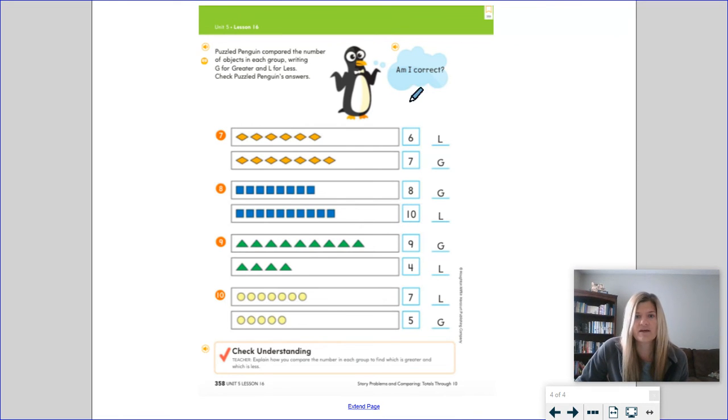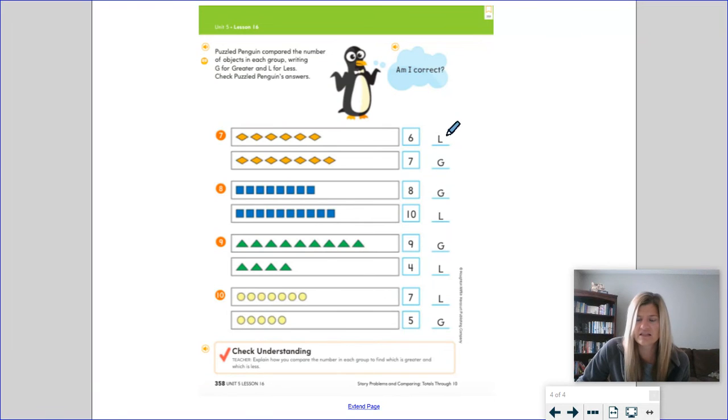Okay, so we have to look at the page he did here. I already noticed something he's done wrong. Puzzle Penguin, you forgot to make the groups equal. Let's look at the first one. Let's count first to see if he did it right. 1, 2, 3, 4, 5, 6. There's 6. He wrote 6. Okay, that's right. Now I'm going to count again. 1, 2, 3, 4, 5, 6, 7. He's got 7 at the bottom.